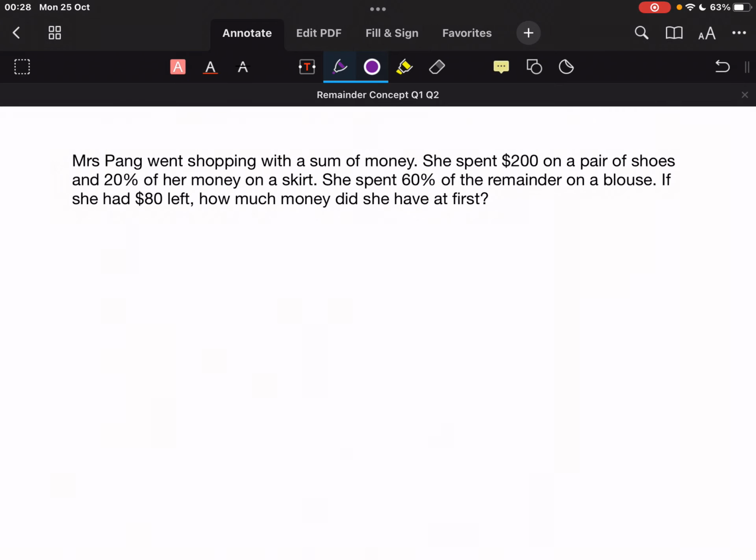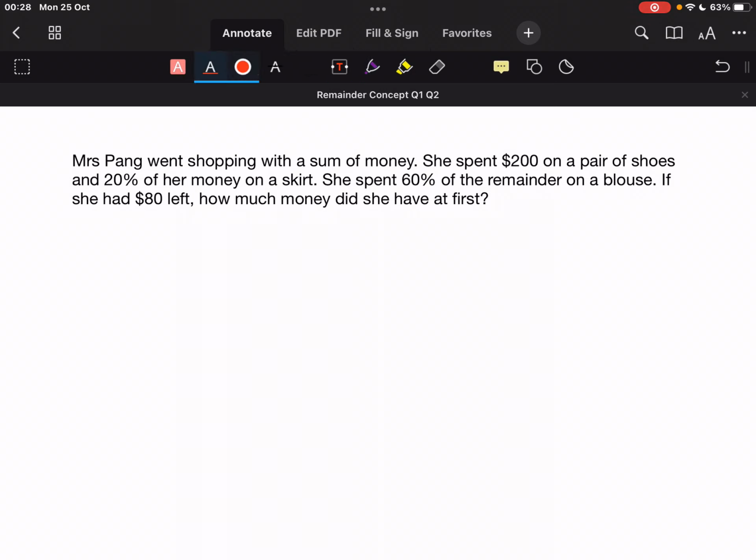Mrs. Pang went shopping with a sum of money. She spent $200 on a pair of shoes and 20% of her money on a skirt. She spent 60% of the remainder on a blouse. If she had $80 left, how much money did she have at first?